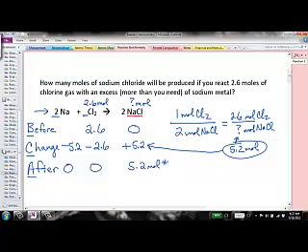The other thing to notice is that anytime you have components in this equation that have the same coefficients, the magnitude of the change should be the same.